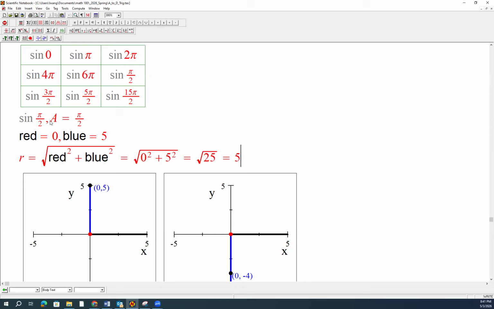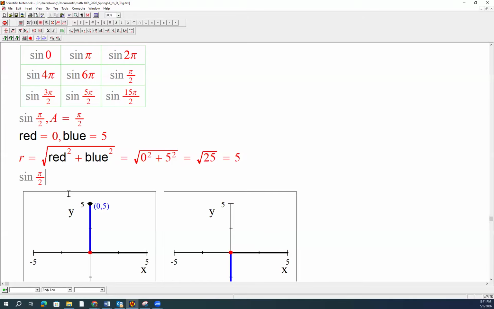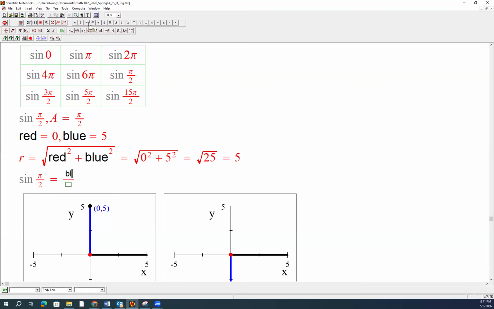So now we come back to do sine of pi over 2. Sine pi over 2 is blue over r. And what is blue? Blue is 5, and r is 5. So that equals 1. Okay? So let's look at sine 3 pi over 2.